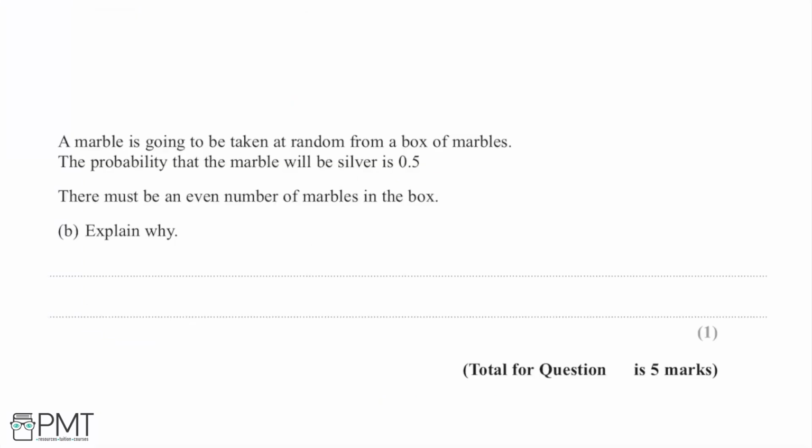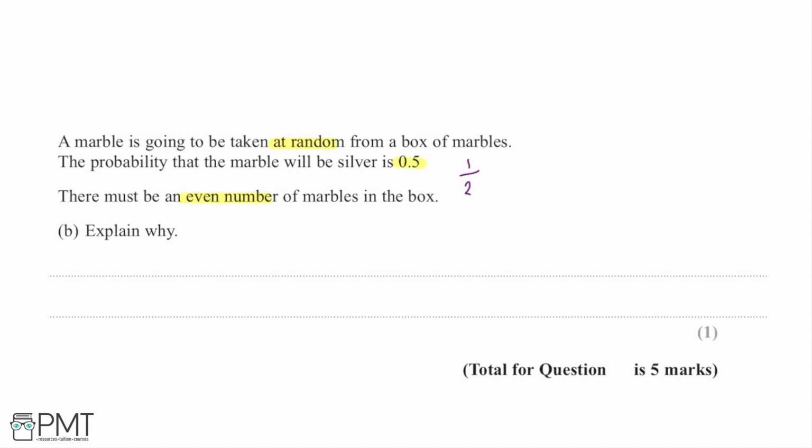So now for the second part of the question here, we're told that a marble is going to be taken at random from a box of marbles. The probability that the marble will be silver is 0.5. And we're told that there must be an even number of marbles in the box and asked to explain why this must be the case. So the probability that this marble is silver is 0.5 or a half. So that basically means that half of the marbles are going to be silver marbles and half are not silver.